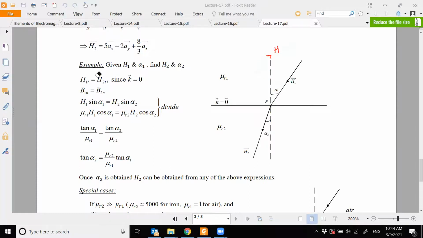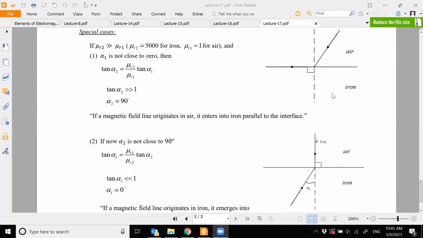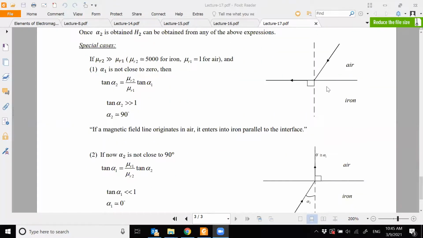Okay, so this is the magnetic boundary conditions. Now, these are the two special cases, and these are the special cases when we are talking about a boundary between a magnetic material and air, for example, a dielectric material. Because magnetic material, for example, iron, its mu R value will be very much greater than 1. Mu R of iron is approximately equal to 5,000. And for the air, it is 1.